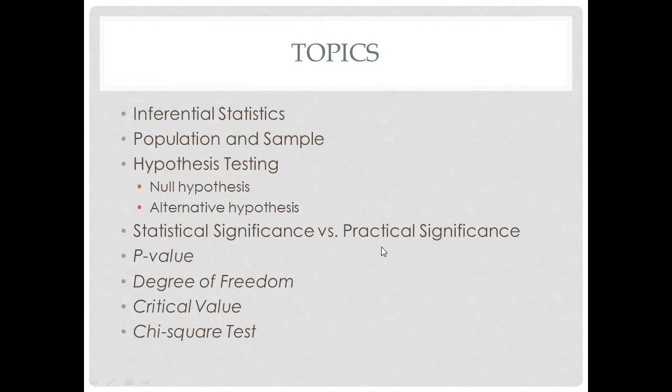Statistical significance versus practical significance is another concept that you need to understand. Those two are two different things. And what's the relationship between those two is also discussed in my lecture. And p-value is another key concept. You need to know what p-value means in order to come up with a final decision. Same thing with degree of freedom and critical value, what those are and how they are related to making a final decision from a statistical analysis.